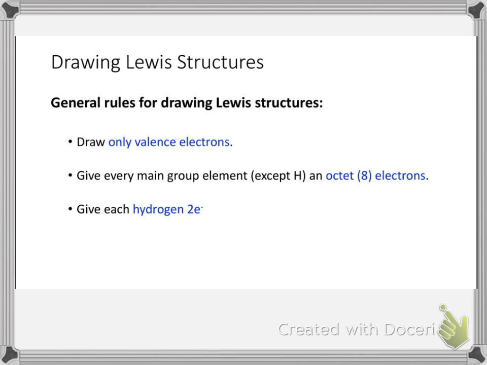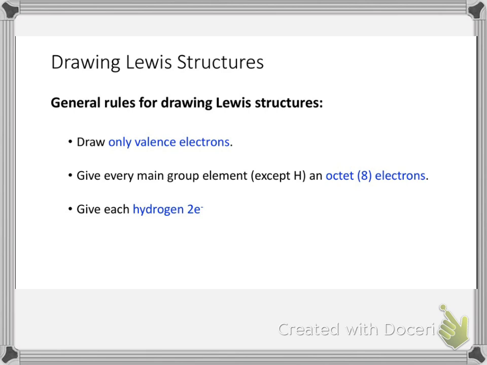And on this slide, there's a few things that will be true for us as we work through Lewis structures. So the first thing is that Lewis structures only represent valence electrons. Remember, valence electrons are the electrons in the outermost energy level, and for the main group elements, they are easily determined by looking at the number that's in front of the letter A.